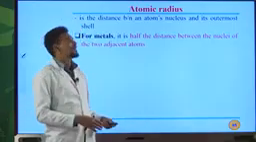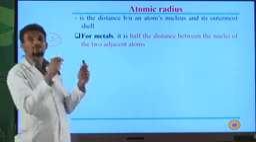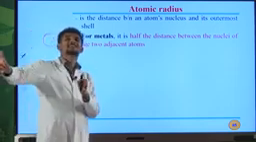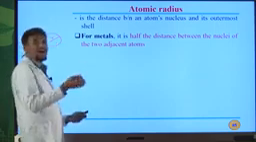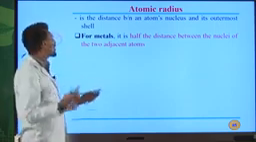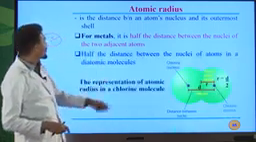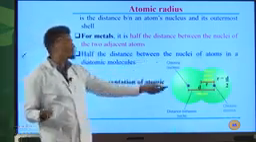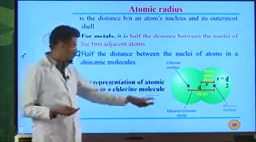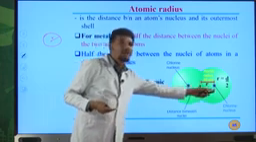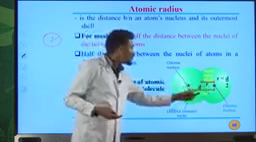There is an assumption. According to that assumption, one atom of metal touches another atom of metal. Therefore, half of the distance between the nuclei is equal to the atomic radius for metals. You can see from this one, for diatomic elements also, radius is equal to half the distance between the nuclei of the atoms. This is the radius, but this one is the diameter.